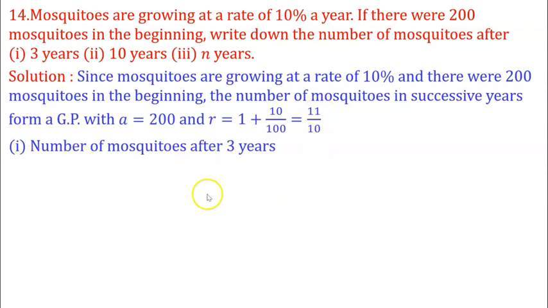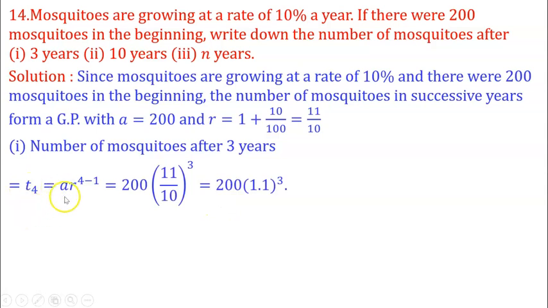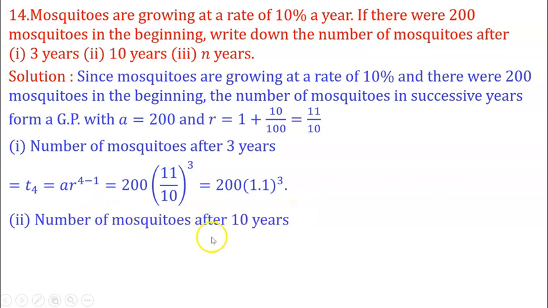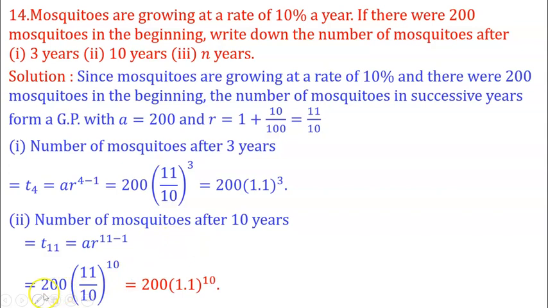Number of mosquitoes after 3 years, that is T4, is equal to A into R to the power 4 minus 1. Substitute the value of A as 200, R as 11 upon 10, to the power 3. That is nothing but 200 into 1.1 to the power 3. Number of mosquitoes after 10 years, that is T11, is equal to A into R to the power 11 minus 1, that is equal to 200 into 11 upon 10 to the power 10, that is equal to 200 into (1.1) to the power 10.